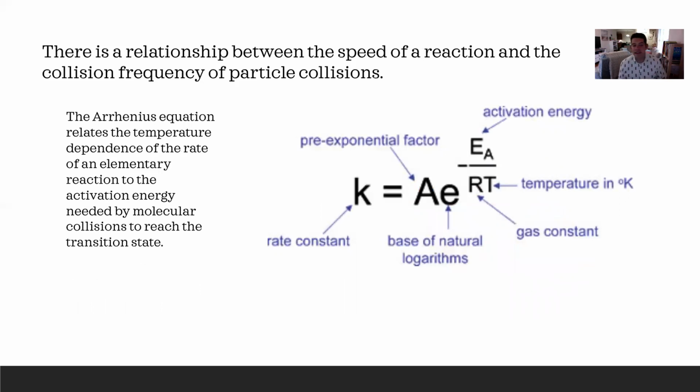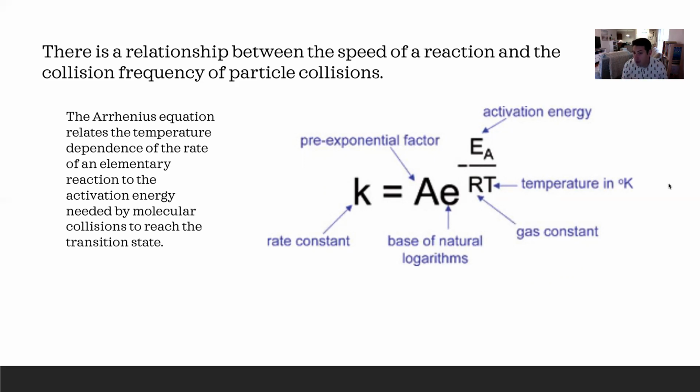Okay, the Arrhenius equation relates the temperature dependence of the rate of an elementary reaction to the activation energy needed by molecular collisions to reach the transition state. We saw this equation in the textbook. We didn't really use it. I think it came up in like one question that we just kind of plugged in numbers. The rate constant k equals A, which is some pre-exponential factor, times e raised to the negative activation energy divided by R, the gas constant, times temperature.